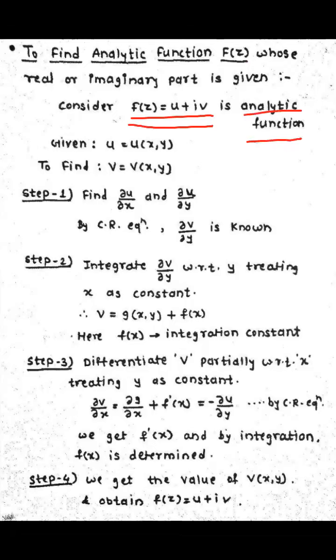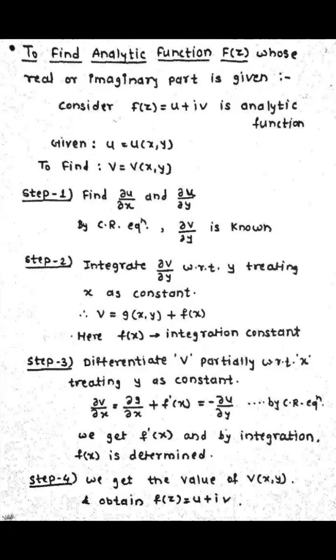In this case, we have to start with the consideration that the function is analytic. That means the function satisfies the CR equation. And the given thing here is the real part. So I'm going to start with the given term about the real part, that means about u, and we have to find the v function. For that we have to follow all these 4 points.